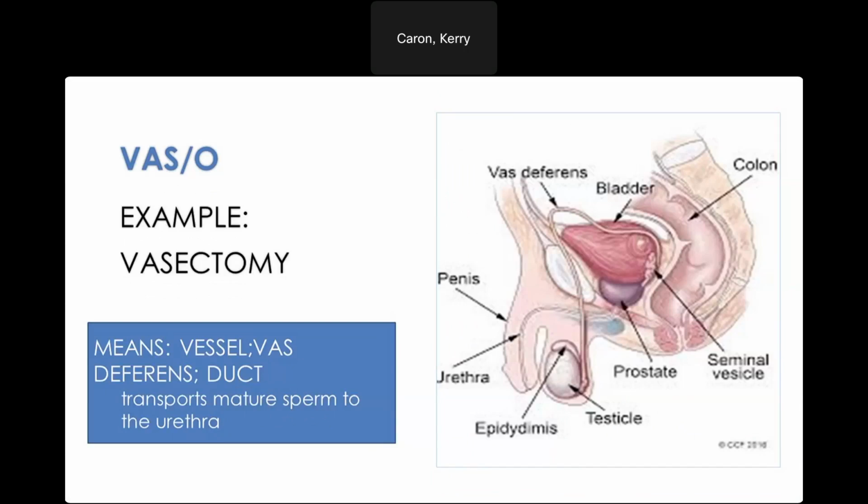Vaso is referring to the vas deferens. The vas deferens, if you remember, is a tube that transports sperm from the testicle and the epididymis over the bladder, through the prostate, and out the penis. It transports our mature sperm through to the urethra. So it literally means vessels or vas deferens. And a vasectomy would be removing the vas deferens.